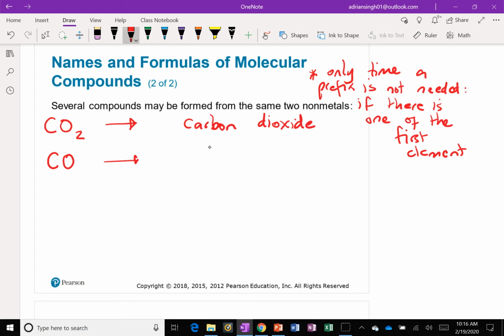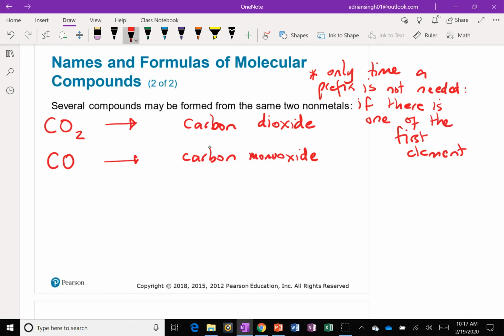CO, big C, big O. What would be the first name for that one? So carbon, we have 1 of the first element, so we don't need mono. What's oxygen as a last name? Well, oxygen as a last name is oxide. And now we have 1 of the second element, which always gets a prefix. We have 1 oxygen here, so it would be mono.